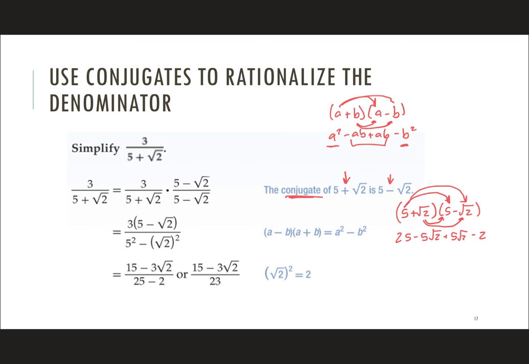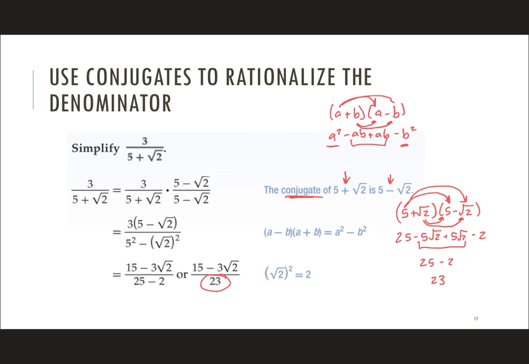The reason why we have the conjugate, the reason why we change the signs, is for this step right here. My 2 remaining radical terms are going to cancel out. And now I'm going to be left with 25 minus 2, which is 23. All right, and as you can see here at the end, that ends up being our denominator.